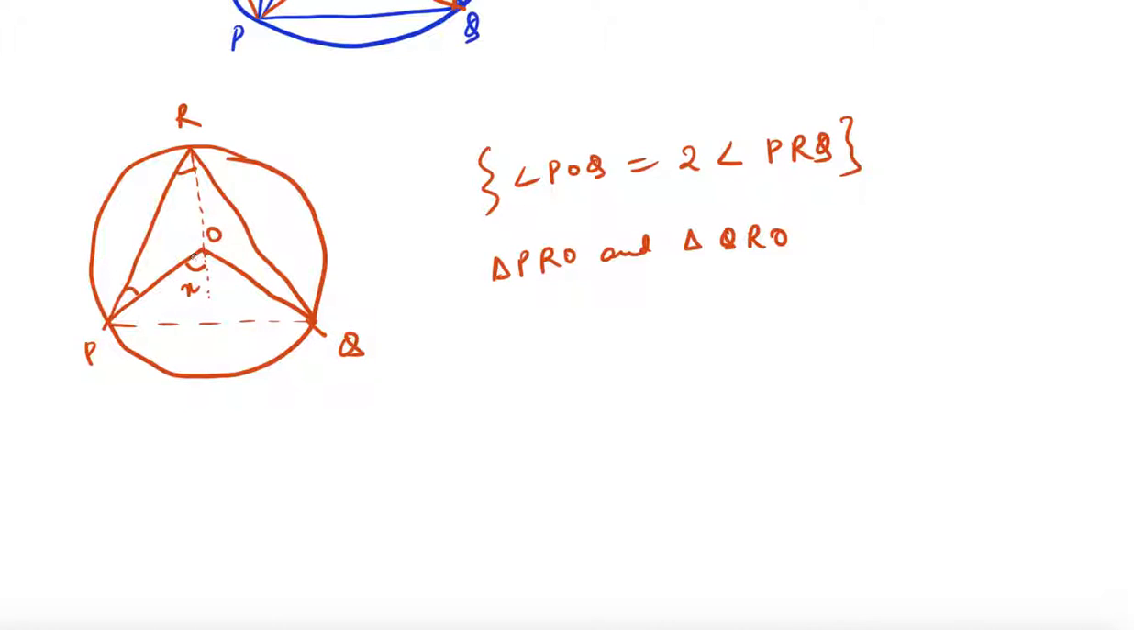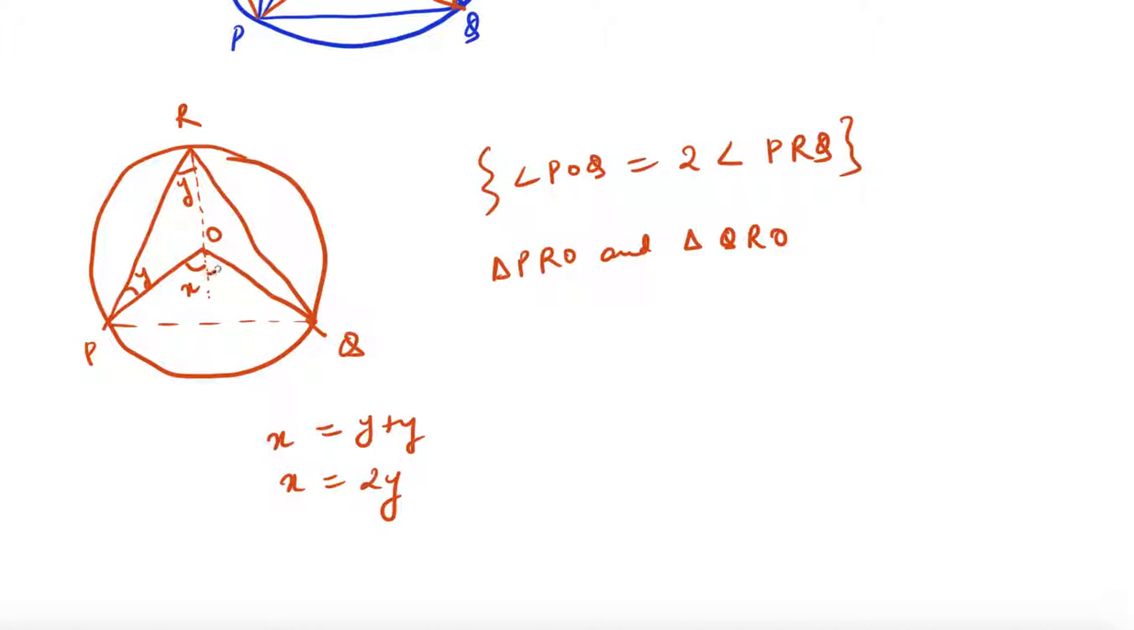See very carefully. OP and OR are radii, so both will have the same value, and you know that angles opposite to equal sides have equal value. So let us say if this is Y, this will also be Y. So since X is the exterior angle, I can write X is equal to Y plus Y, that is X is equal to 2Y.